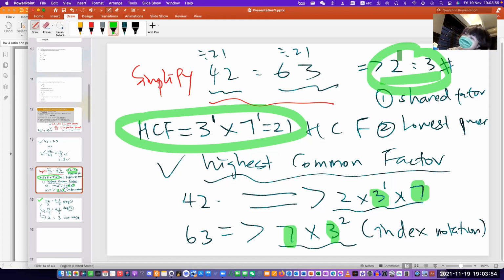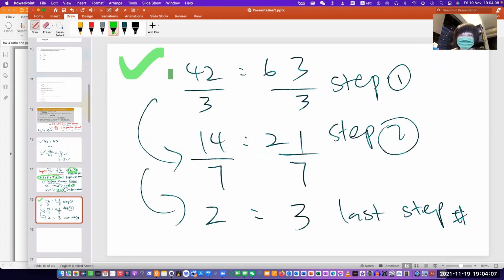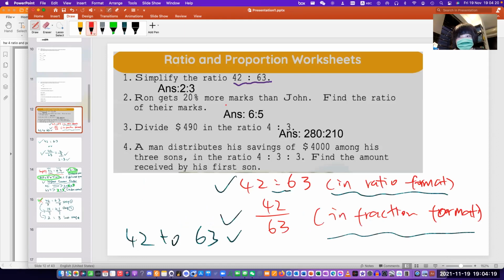So I hope you know that actually you can make use of HCF to simplify ratio. Are you clear? They are linked somehow. Okay. So I hope you stop using this method, from today onwards. So a lot of questions in the future, what you are going to get is this kind of question.